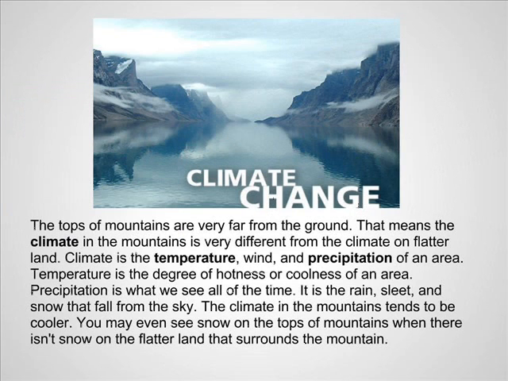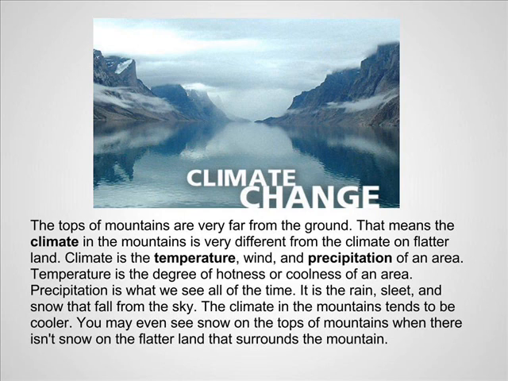The tops of mountains are very far from the ground. That means the climate in the mountains is very different from the climate on flatter land. Climate is the temperature, wind, and precipitation of an area. Temperature is the degree of hotness or coolness of an area.